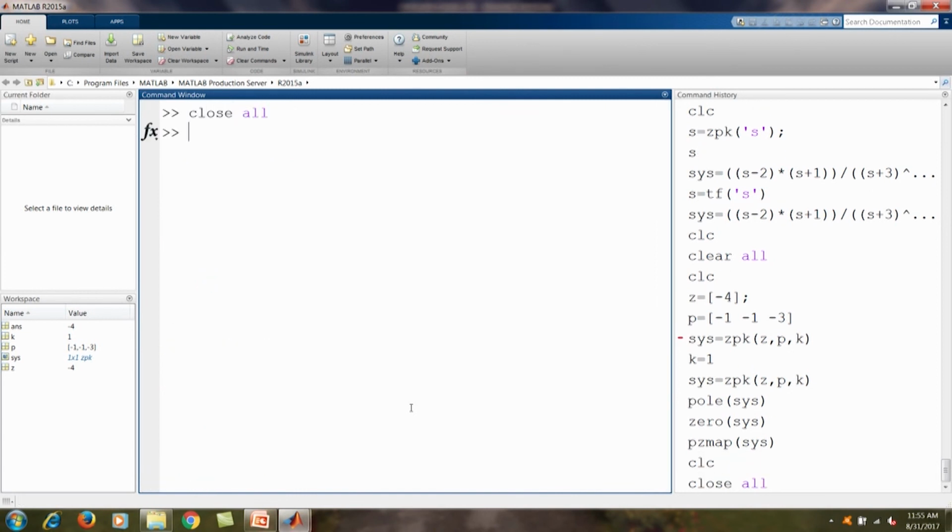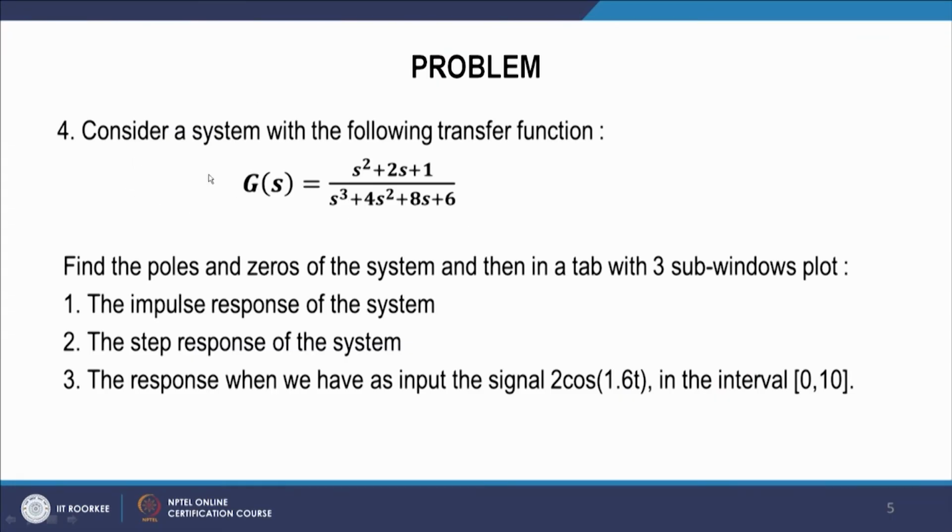Now we come to the next problem. Now we have the transfer function of a system. We have to find the poles and zeros of the system, and then we have to find the impulse response, step response, and the response with some arbitrary input signal, that is 2 cos 1.6t in the interval of 0 to 10.